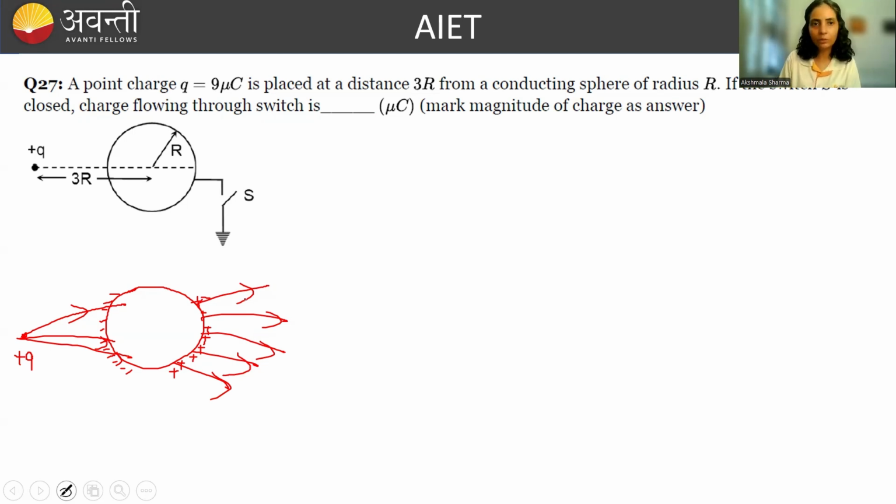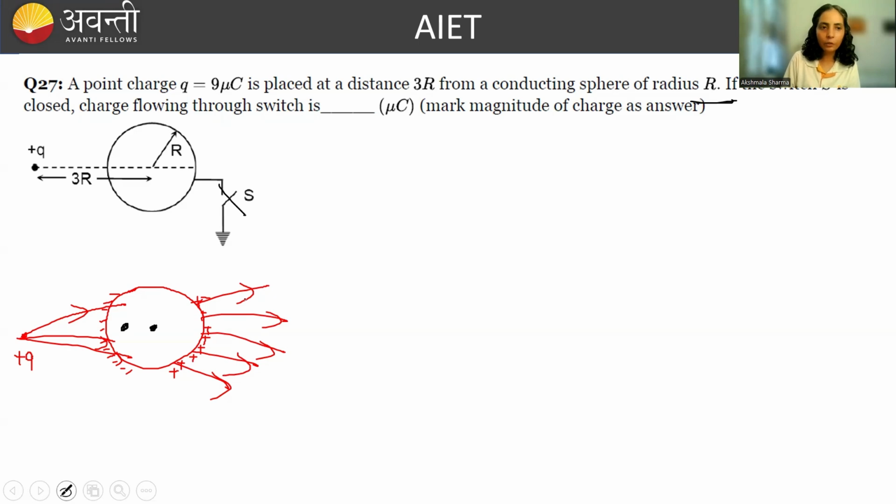A point charge Q is placed at a distance 3r from a conducting sphere of radius r. So because of this, this is happening now. If the switch S is closed, so we have closed S, find the charge flowing through the switch. When this switch was open, what would happen? At that time, take any one inside point of this sphere. Suppose I took this point.